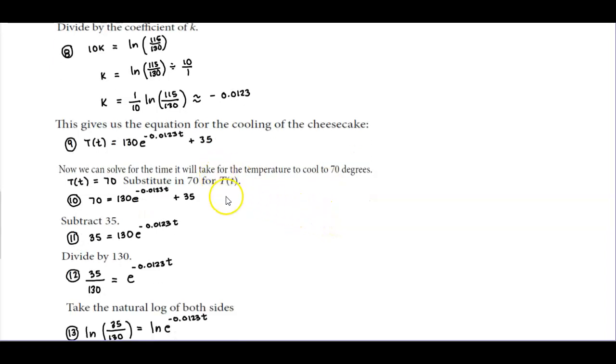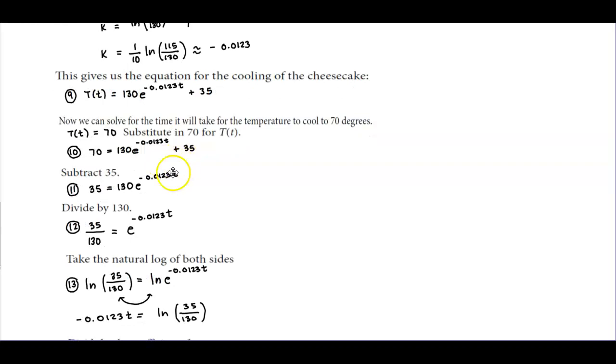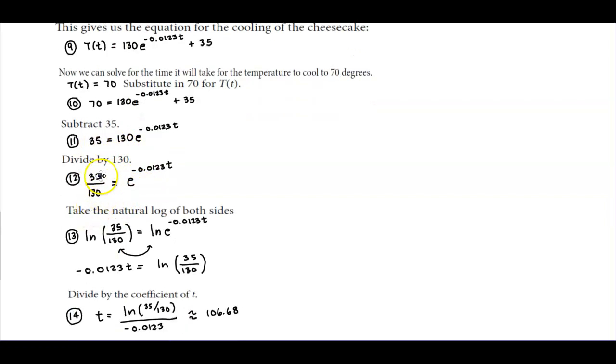In order for us to find the time, we know that T(t) is going to equal 70, and then we're going to use combining like terms and logarithm rules to solve for t. So we're going to subtract 35 from both sides, and then divide both sides by 130. Now we have 35 over 130, which is equal to e^(-0.0123t).